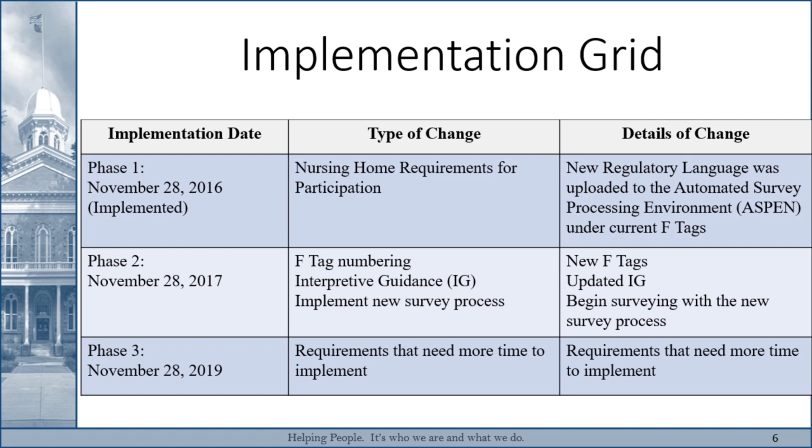Implementation date for Phase 2 was November 28th of 2017. There was F-tag renumbering, interpretive guidance, and implementation of the new survey process. Details of the change: there were new F-tags presented, updated interpretive guidance, and the new survey process was implemented.